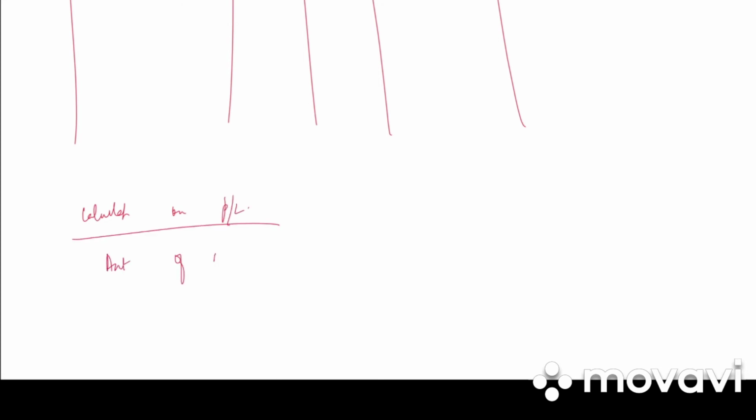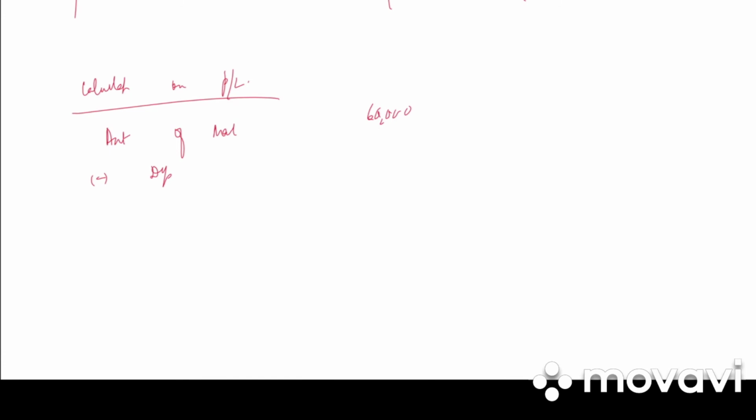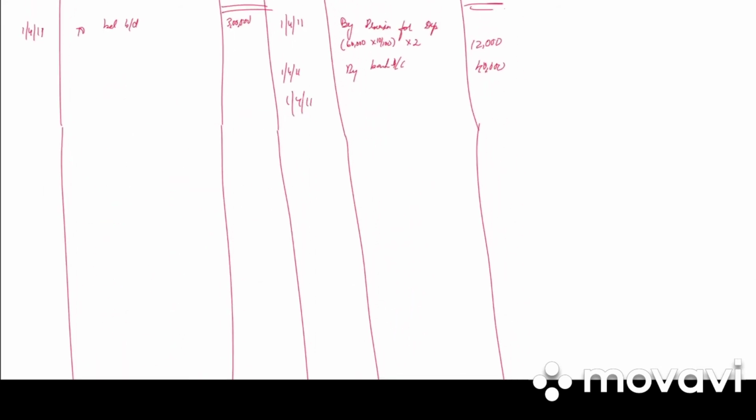Calculation of profit and loss. Purchase price of machinery is how much? 60,000. Less depreciation is how much? For 2 years we need to calculate 12,000. We get 48,000. What is the selling price? Selling price is 40,000. So how much is the loss? 8,000. So on 1st April 2011 by statement of profit and loss account 8,000.